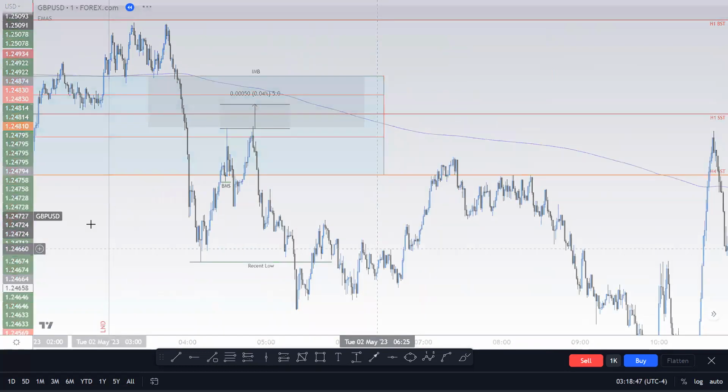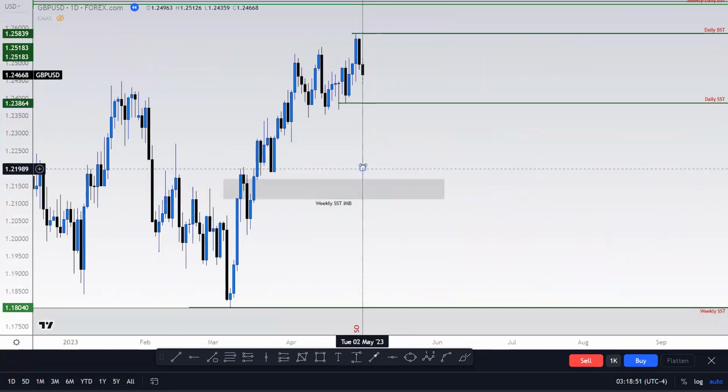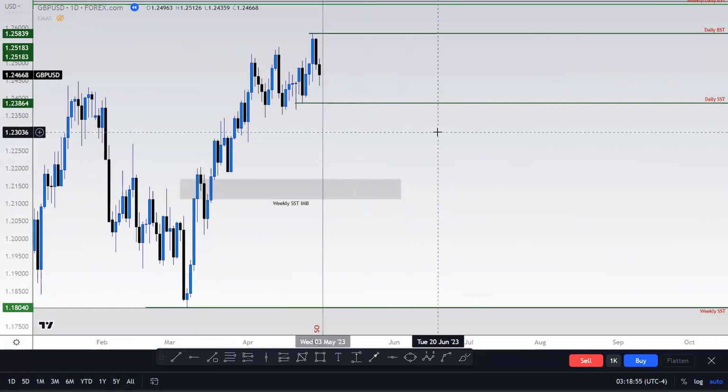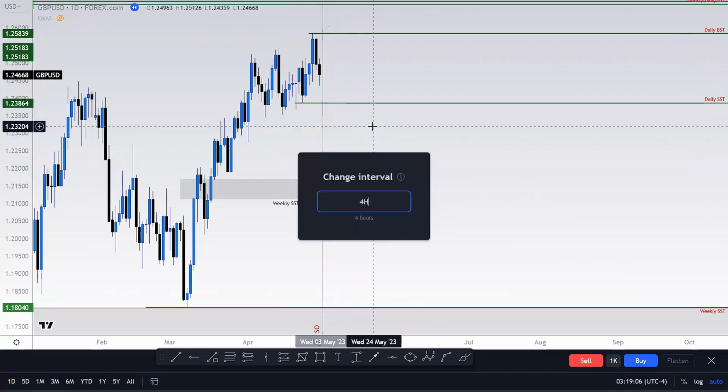Okay, right, so going into Wednesday now. So going into Wednesday, again, those levels are pretty much the same. We have the next one buy side up here, and the next one sell side down here.